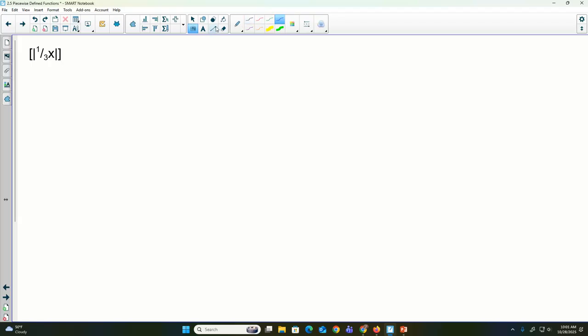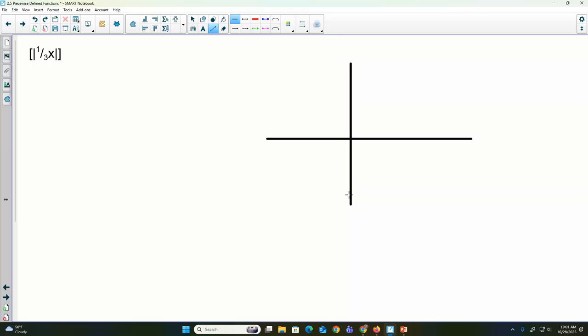Greatest integer of 1/3 x. So we really just need our t-chart to figure out what one step looks like. If I put in a 0, 1/3 times 0 is 0, greatest integer of 0. Okay. We've been putting in like 0.5. If you do 0.5 times 1/3, what's that give you? Okay, so 0.166, so what's the greatest integer of that? 0.